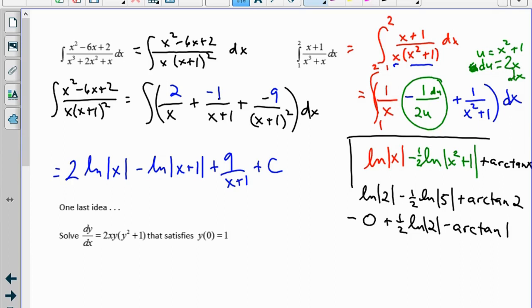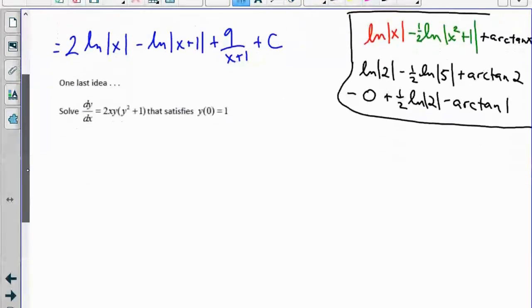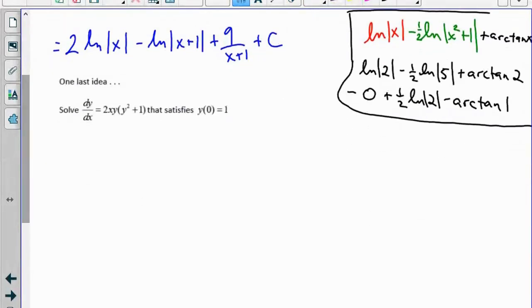And so I can simplify that more, but in the interest of time, I'm not going to do that. It's like 3/2 natural log of 2 minus 1/2 natural log of 5 plus arctangent of 2, and then arctangent of 1 we can simplify to be pi over 4 or whatever it is.